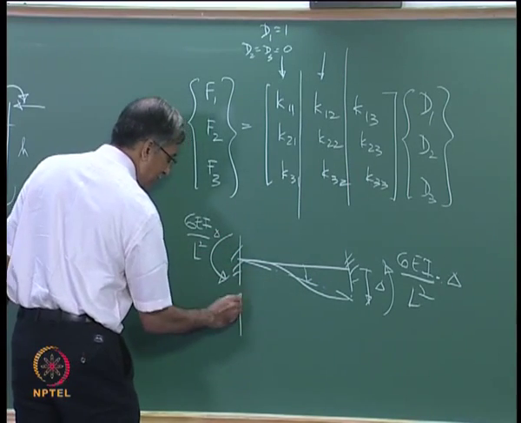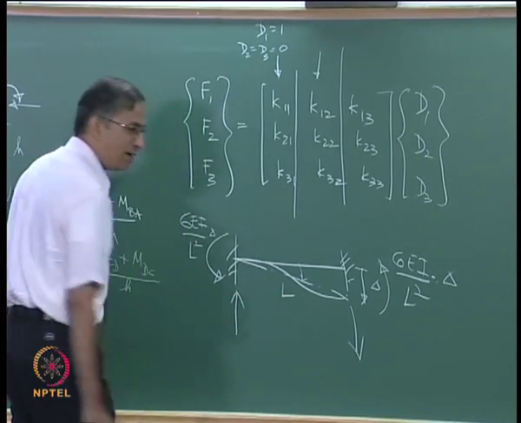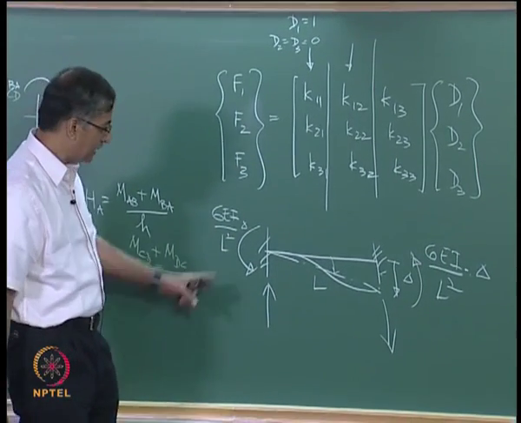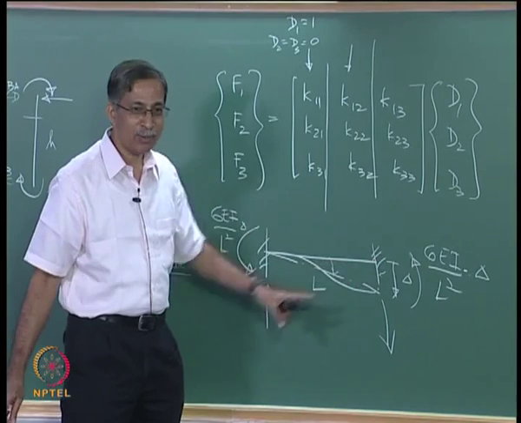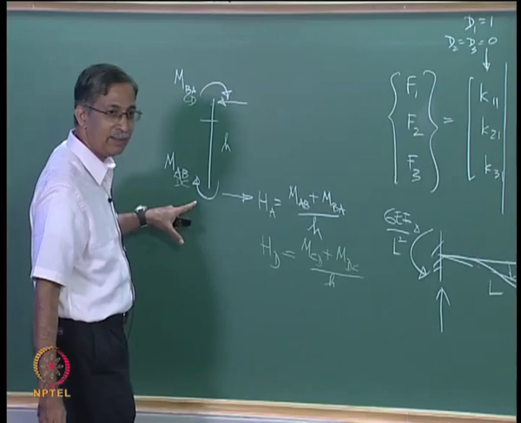3EI delta by... Come on, where do you get 3 from? By 2, sir. What by 2? Moment plus... Take this free body. What will be this shear? What did we do here? Say this plus this divided by that.